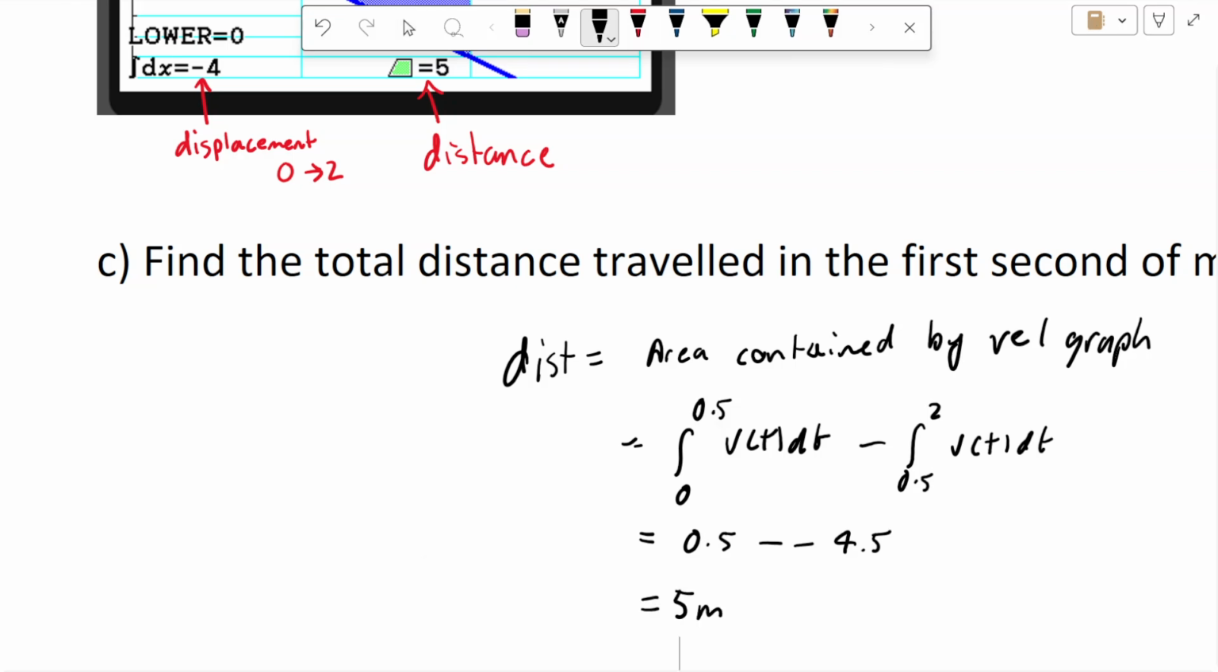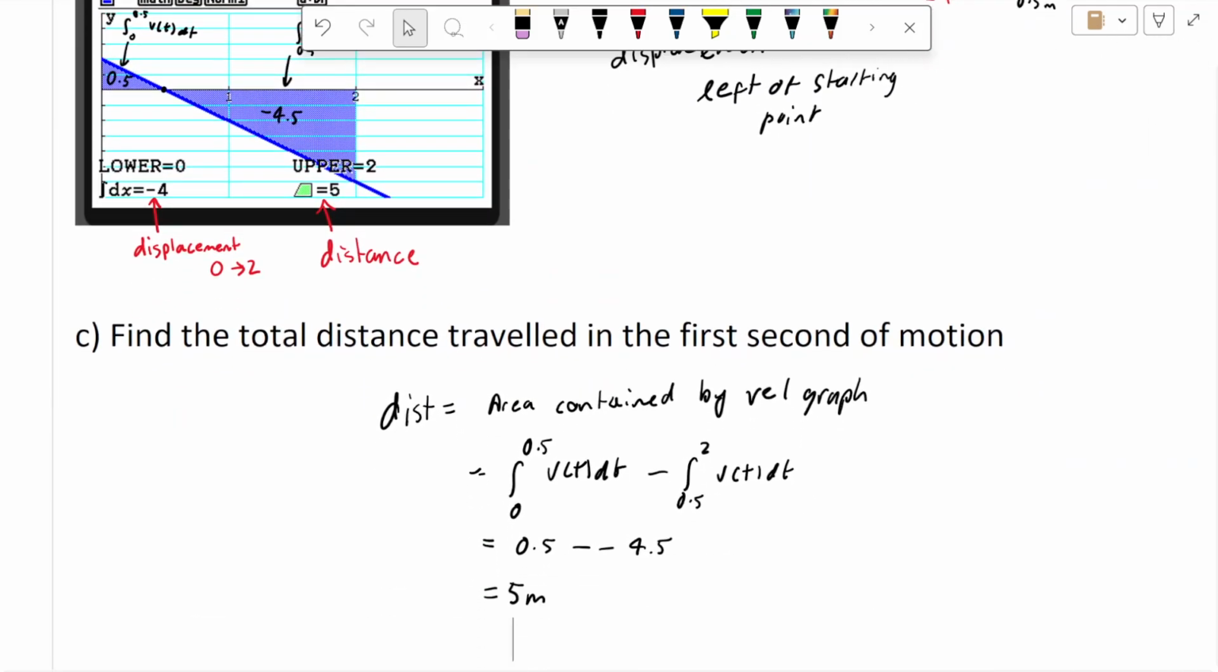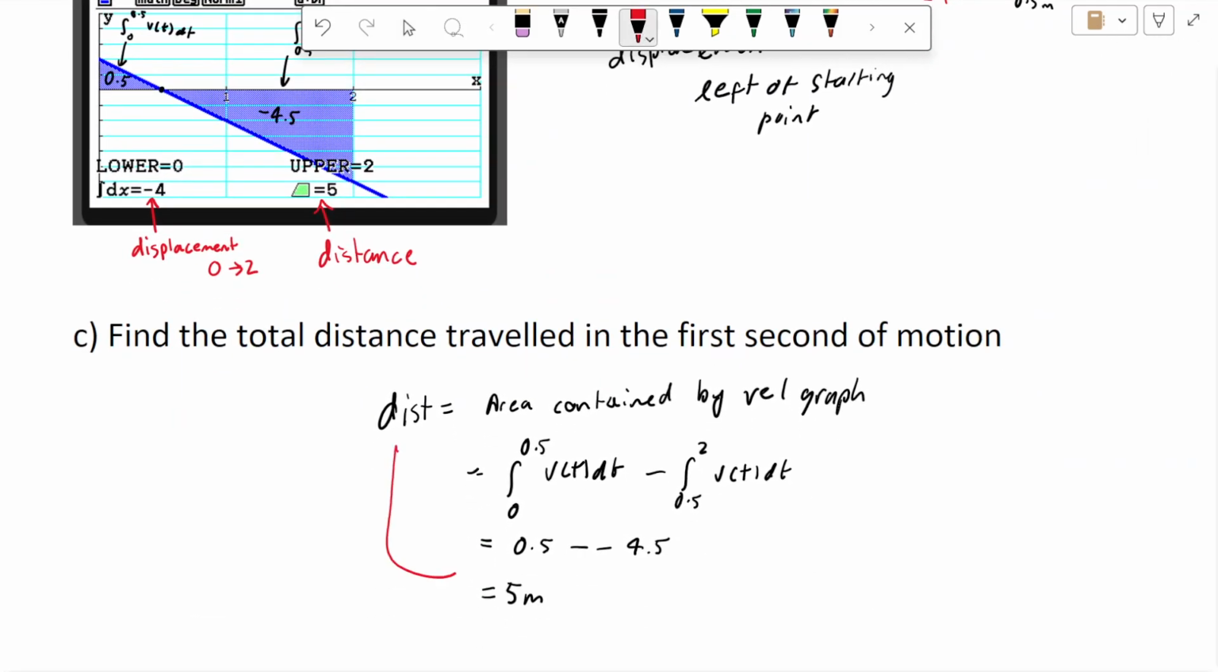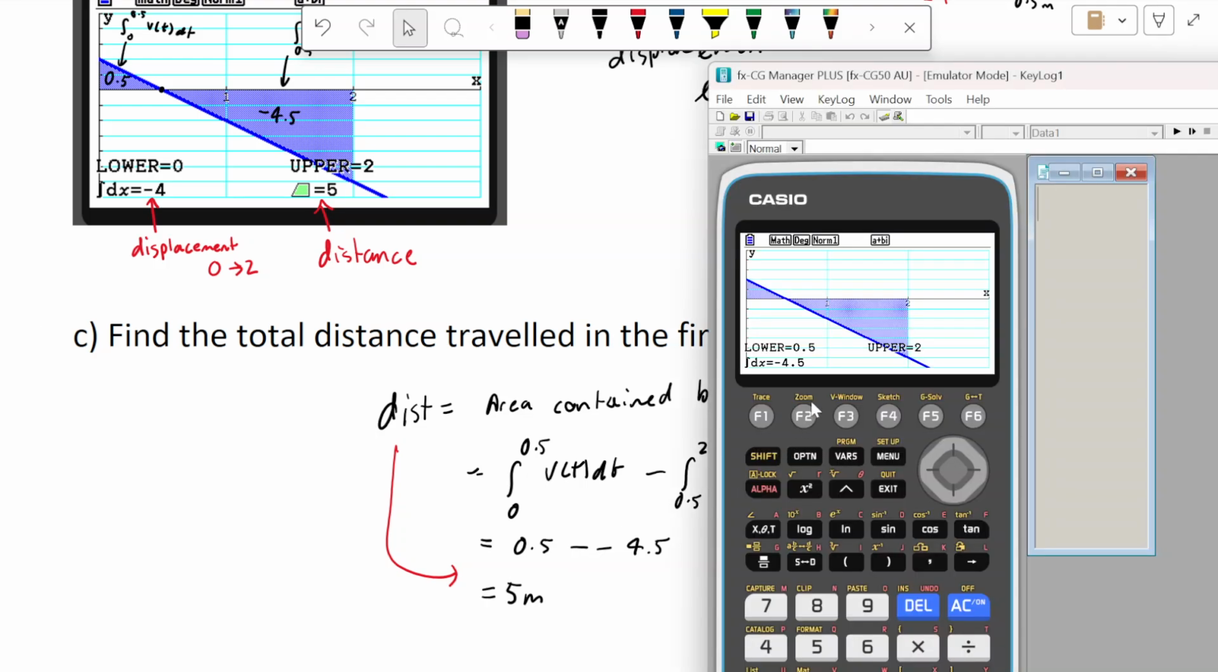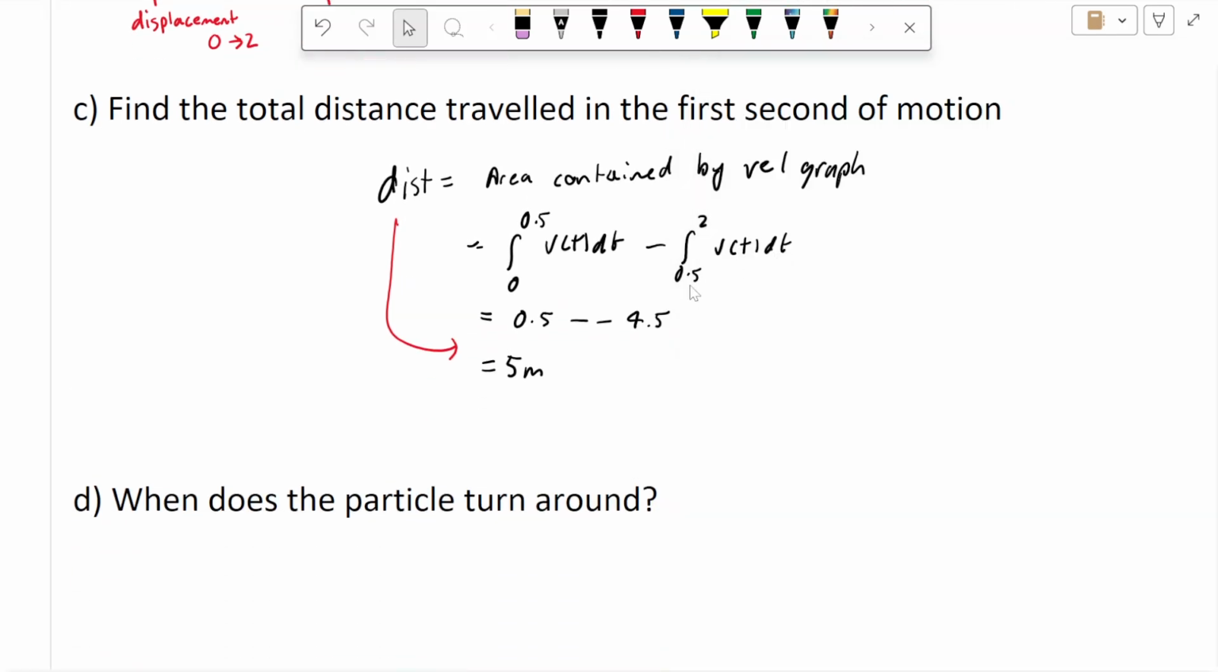Now, I want to be really careful here. You can basically just jump straight from there to there. If you've got a velocity function, when we did G-solve integral and mixed, and we typed 0 to 2, the calculator does immediately tell you minus 4 is the displacement, and the area there, 5, is the distance. So you can get it pretty much immediately without doing this split up here. But it's important you know why it works.